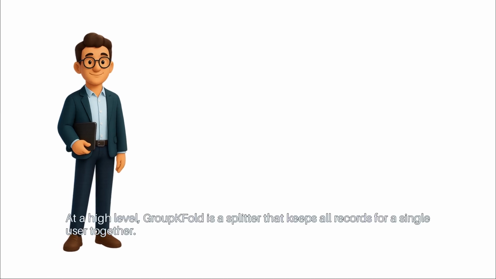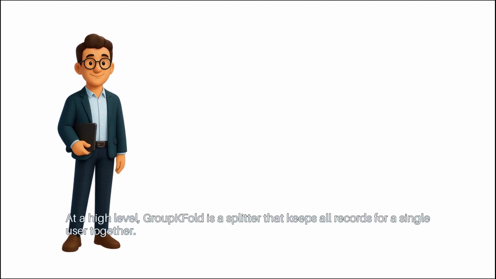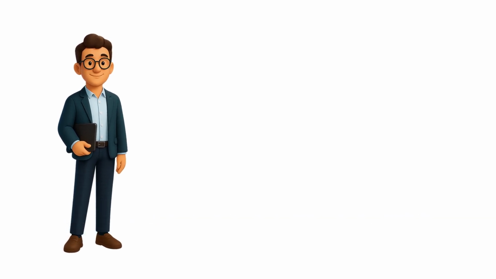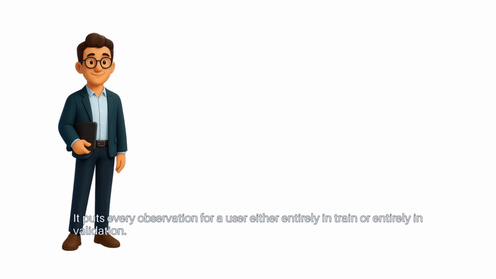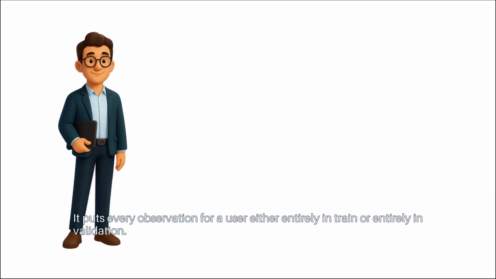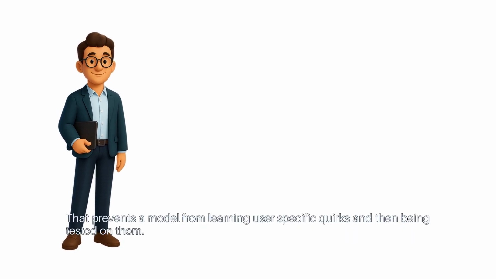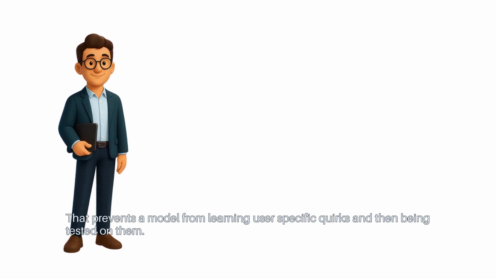At a high level, GroupKFold is a splitter that keeps all records for a single user together. It puts every observation for a user either entirely in train or entirely in validation. That prevents a model from learning user-specific quirks and then being tested on them.